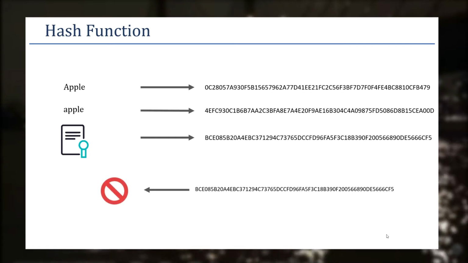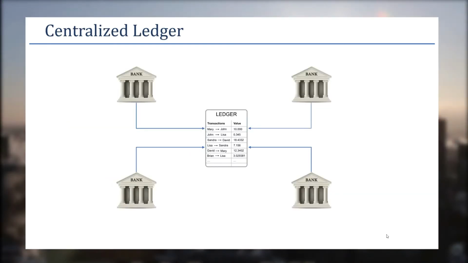And the second part is that we need to look at ledgers. The first type is the centralized ledger. For example, if we have four branches of a bank using a centralized ledger, we can compare this ledger to a centralized database. Each of these branches makes its own transactions, and those transactions go and update the centralized database.